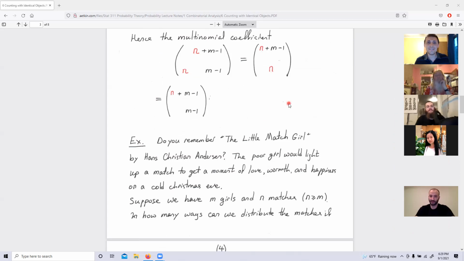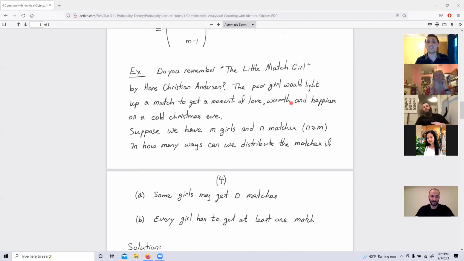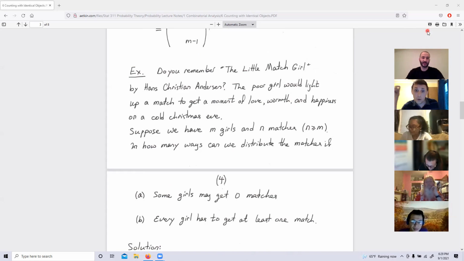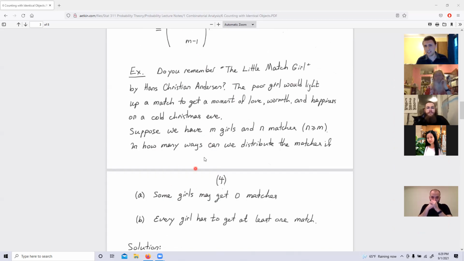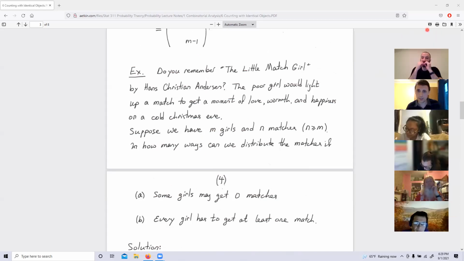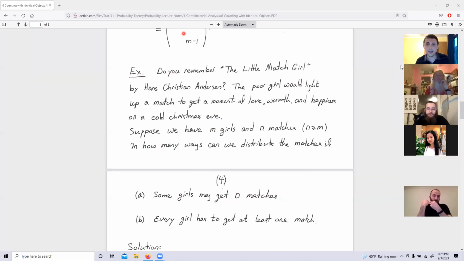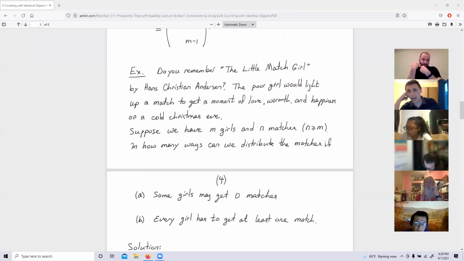So here is what I thought when I read this story, right? The matches that she is lighting to remember Christmas and that stuff, they are all identical, right? So just tell me, please, a simple question: if you have M such poor little girls, and you have N matches to give them, how many ways are there to distribute matches among those girls?